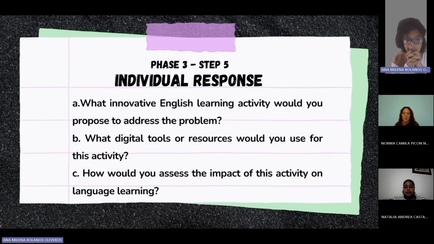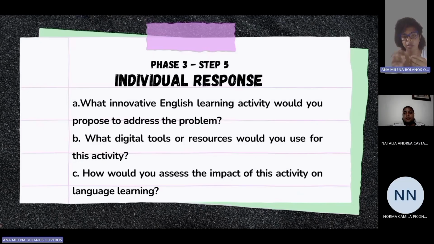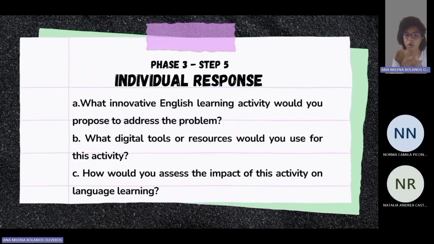Well, I think I would propose an activity that we can call My English Diary. In this activity, the students have to record short videos on Instagram, TikTok, or private platforms to express in 20 or 30 seconds their daily routine, thoughts, and experiences, and that helps them improve their speaking and build confidence.